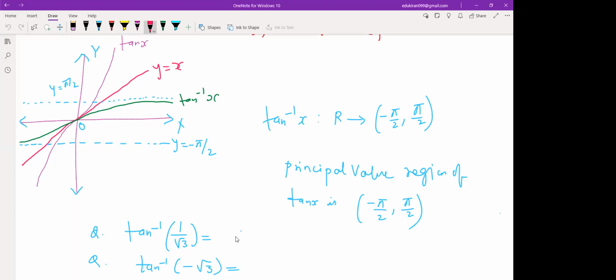Pi by 6. Pi by 6, that is 30 degree. 180 by 30 is 6. So we won't write 180 by 30, we will write 180 by 6, that is 30 degree. And minus root 3, what will it be? Minus 60. Yes, minus 60, that is minus pi by 3. Because we have to see in this region, minus pi by 2 to pi by 2.